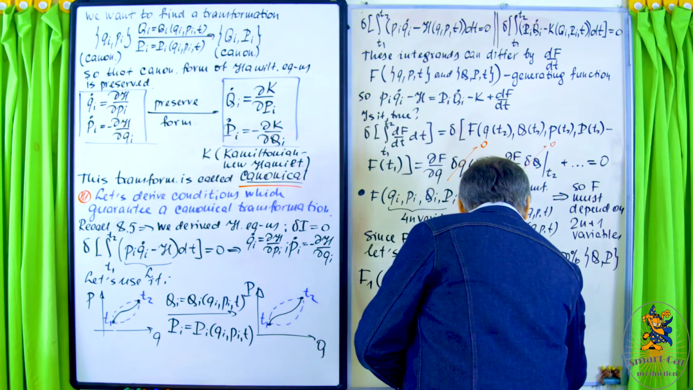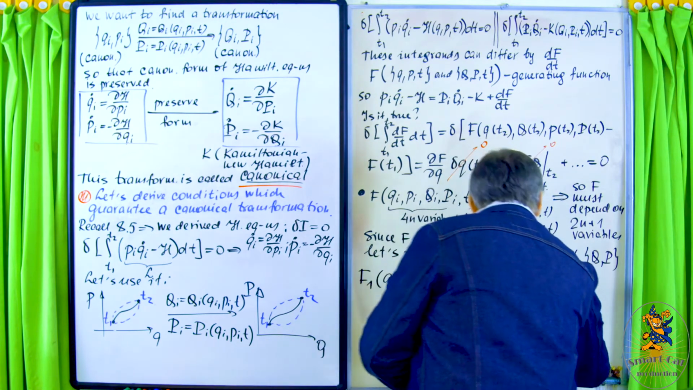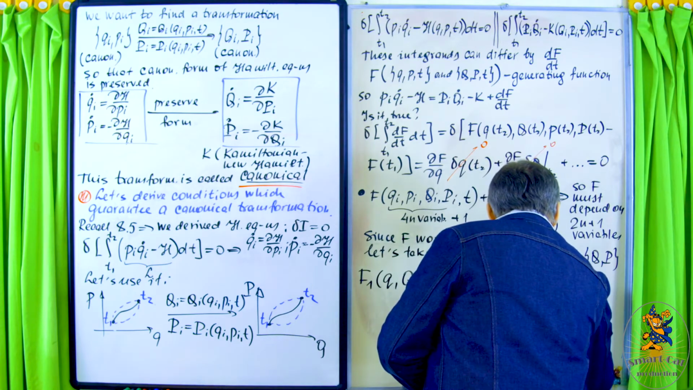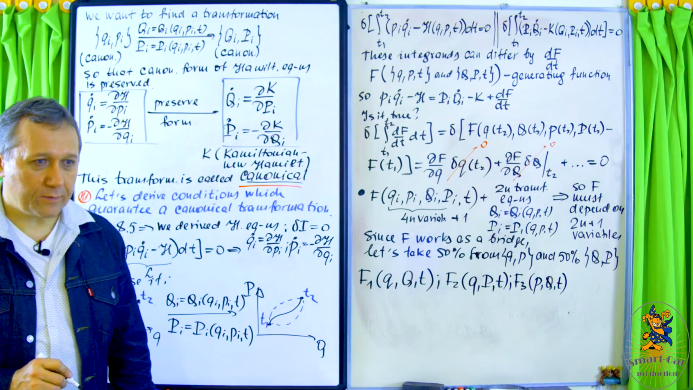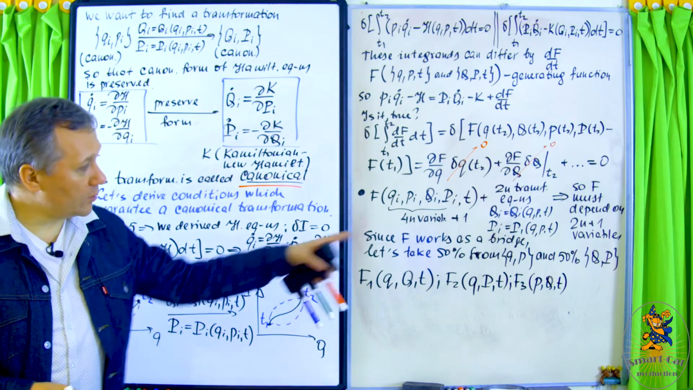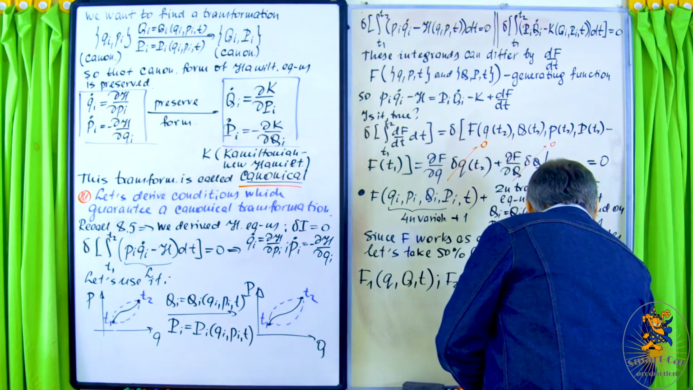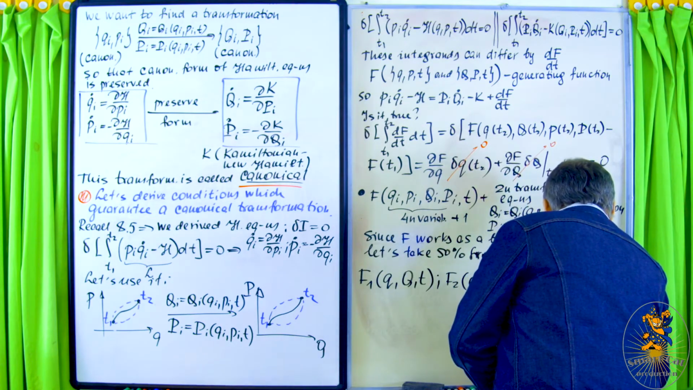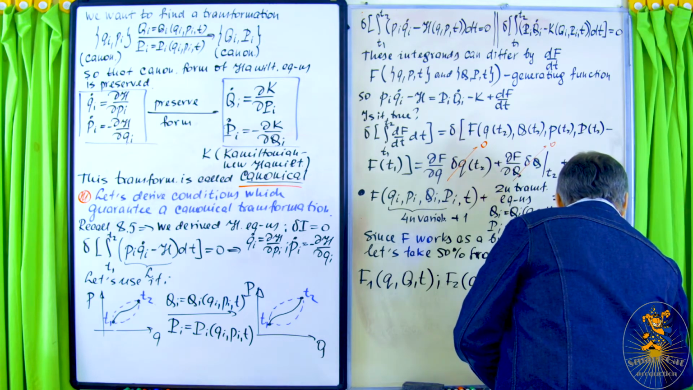Now f3. It will be a function of, now we need to change to p small, Q capital and time. The third type of the generating function. And the last one, f4, p small, P capital and time.